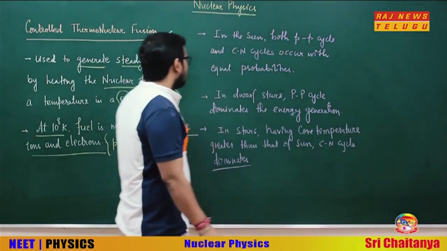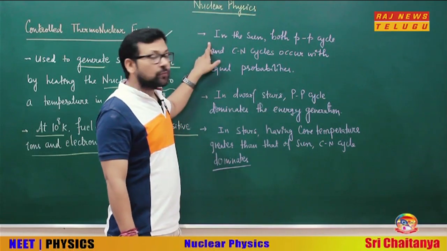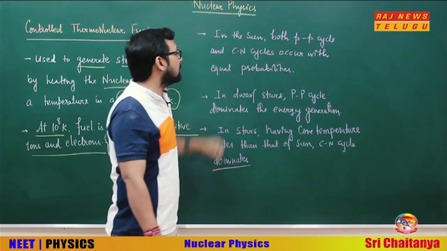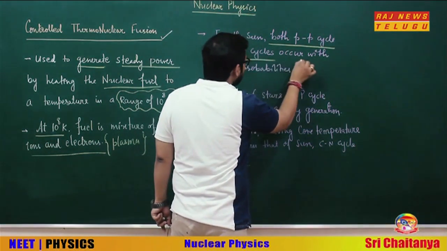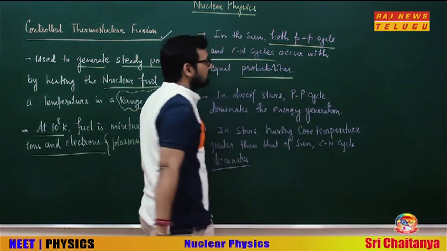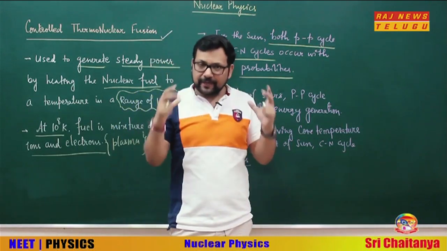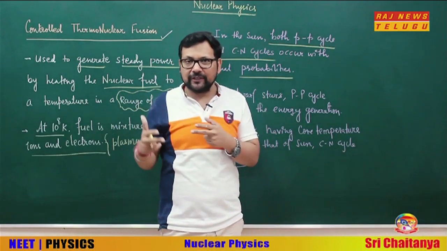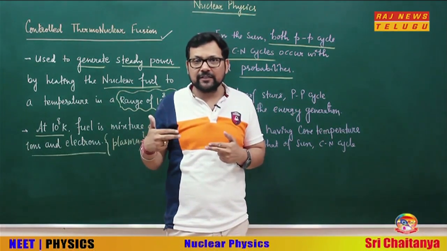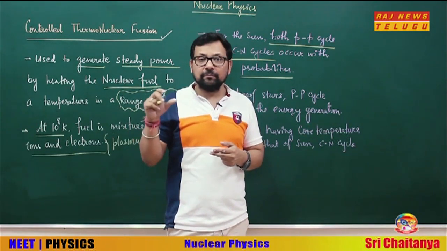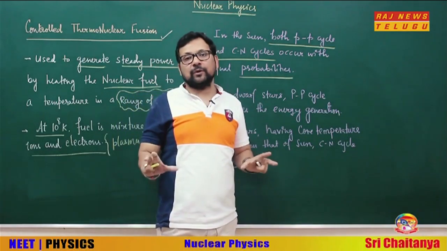Okay. Now some more interesting question points for you people. First important point: in the sun, both proton-proton cycle and carbon-nitrogen cycles occur with equal probabilities. See, the temperature for beginning of these two cycles is different. For proton-proton it is 10 raised to power 7. For carbon-nitrogen it is 2 into 10 raised to power 7. But here the probability to occur is equal.